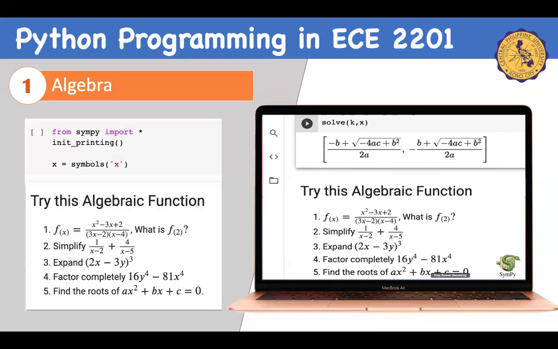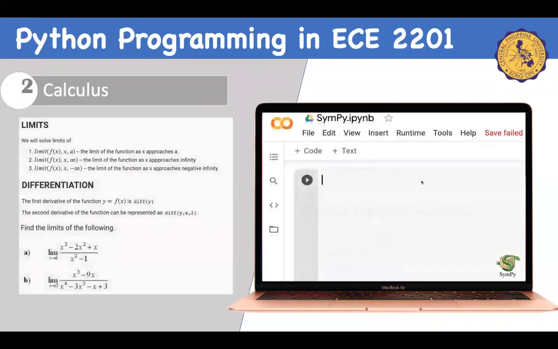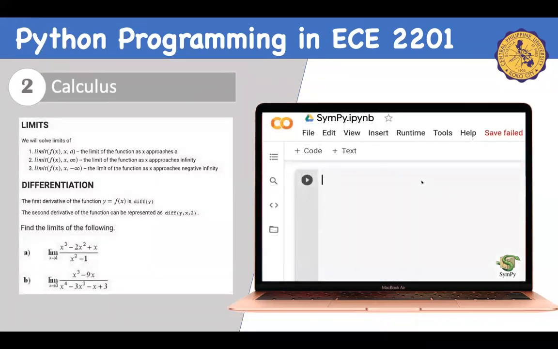Okay, now let's proceed with our next topic. We go to calculus. In calculus, first we will discuss the limits. So we solve the limits using limit, and then you have the function. You have x approaches a certain number. And for infinity, you're going to the right, so that is x approaches infinity. Another one approaches negative infinity.